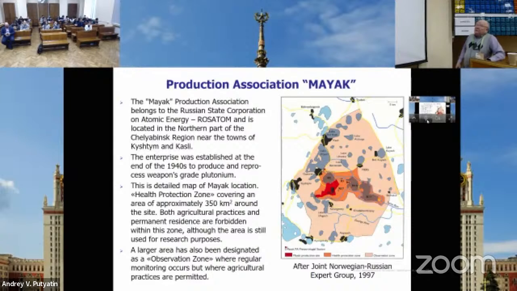This is a detailed map of the Mayak site. So you can see here, this red is the location of the industrial site itself, where Mayak is. Then you can see the health protection zone, and the observation zone. This is the health protection zone, and this is the observation zone.